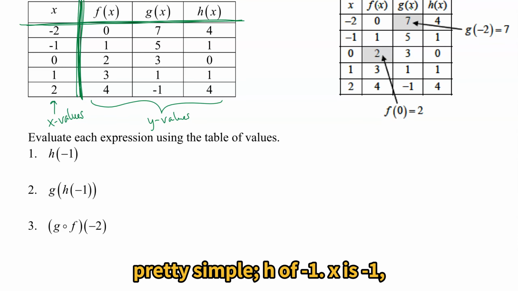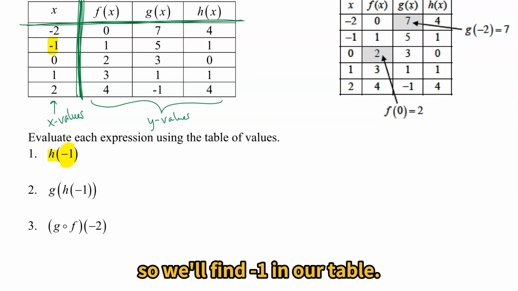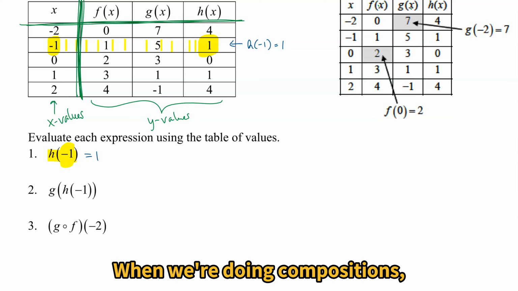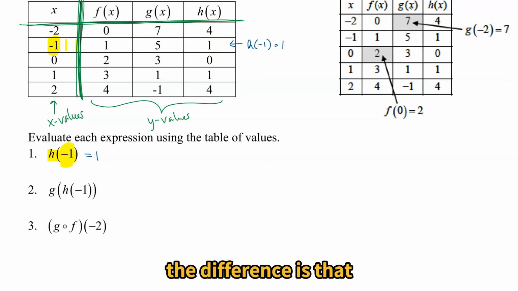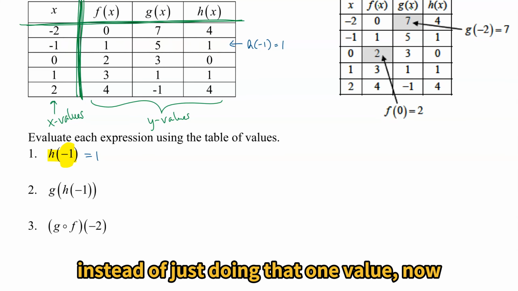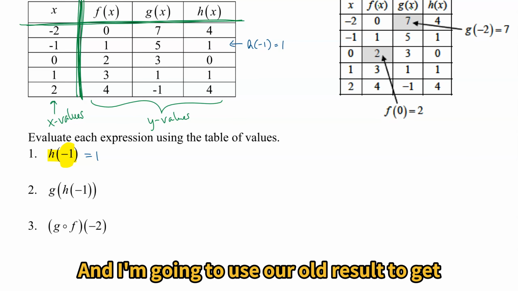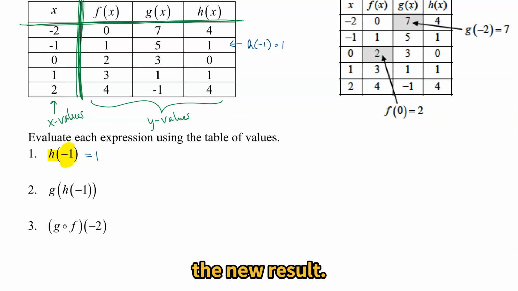So let's start out pretty simple. h of negative 1. x is negative 1, so we'll find negative 1 in our table. And we follow that over to h, and we see that h of negative 1 would give us 1. When we're doing compositions, the difference is that instead of just doing that one value, now we're going to do it twice, and we're going to use our old result to get the new result.